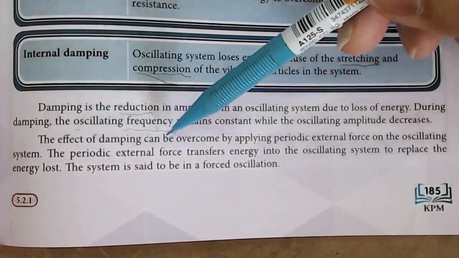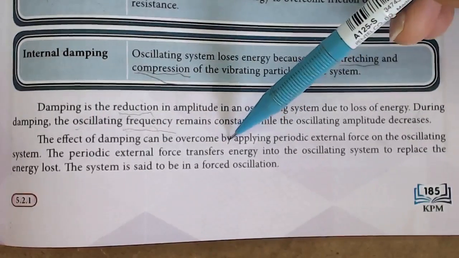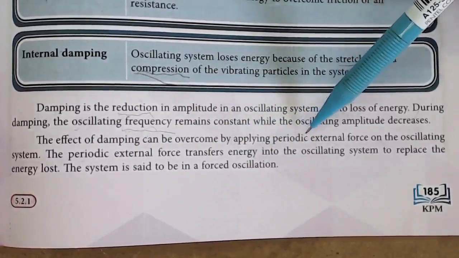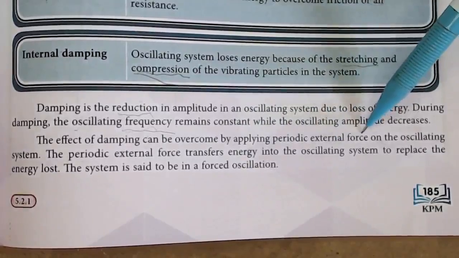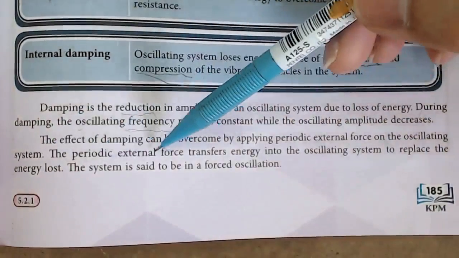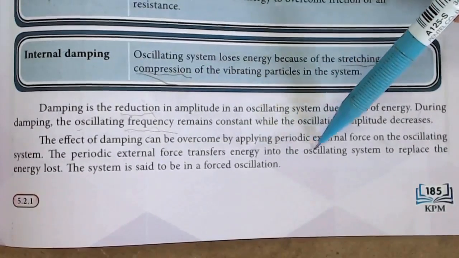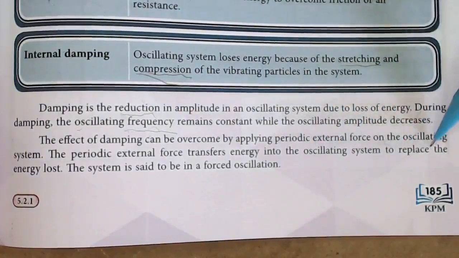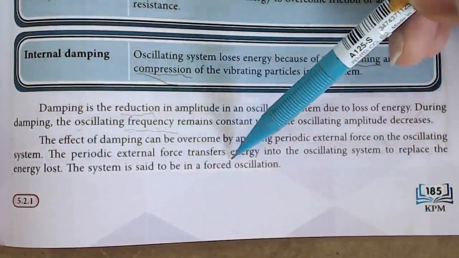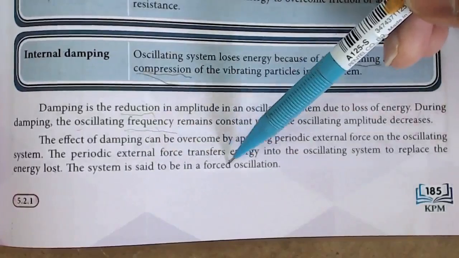The effect of damping can be overcome by applying... okay, how to overcome the damping? Simple. By applying a periodic external force on the oscillating system. The periodic external force transfers energy into the oscillating system to replace the energy lost. The system is said to be in a forced oscillation.